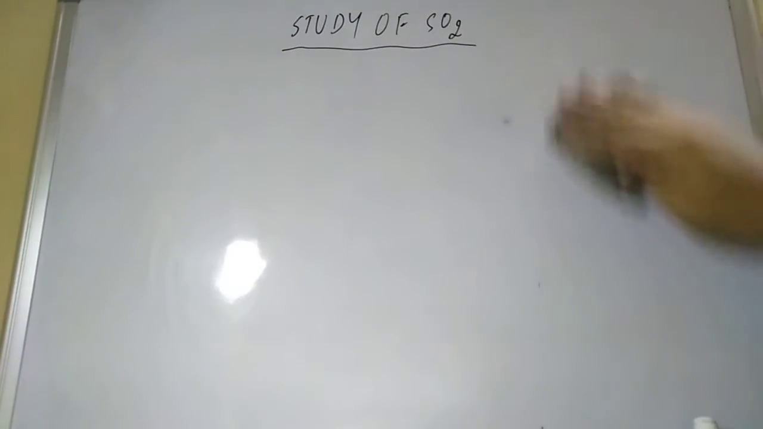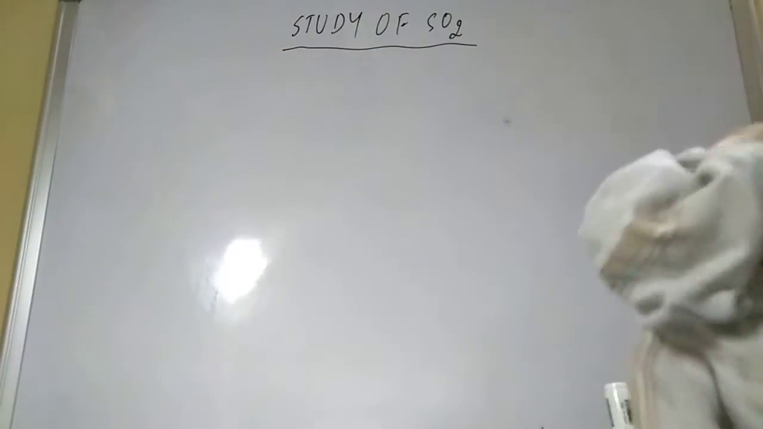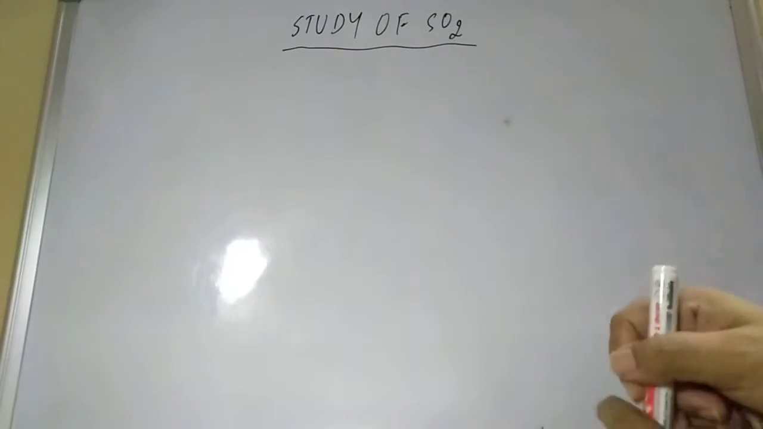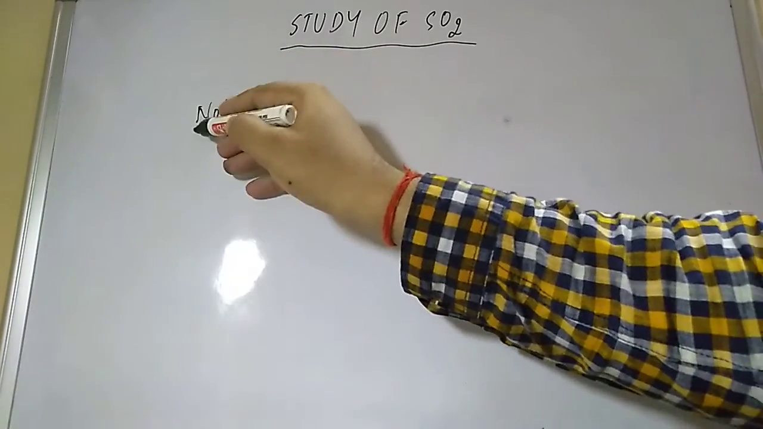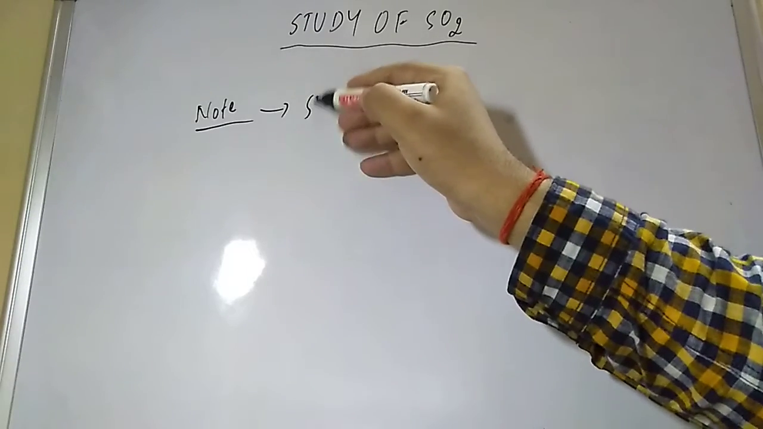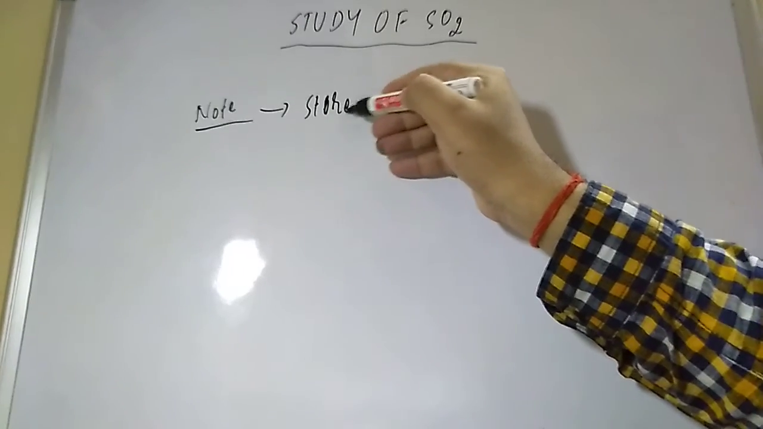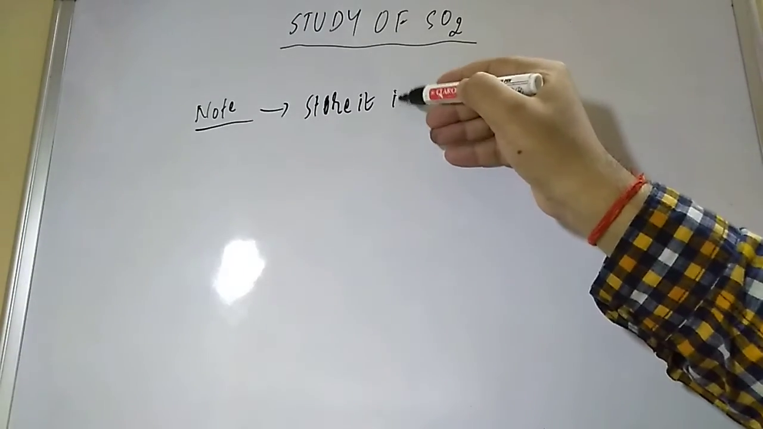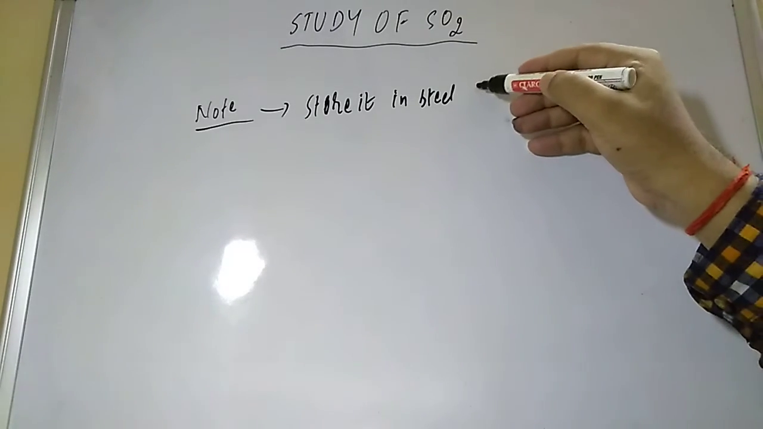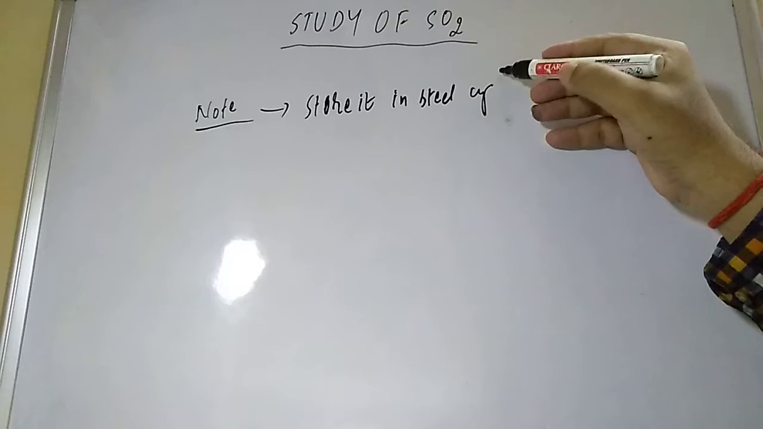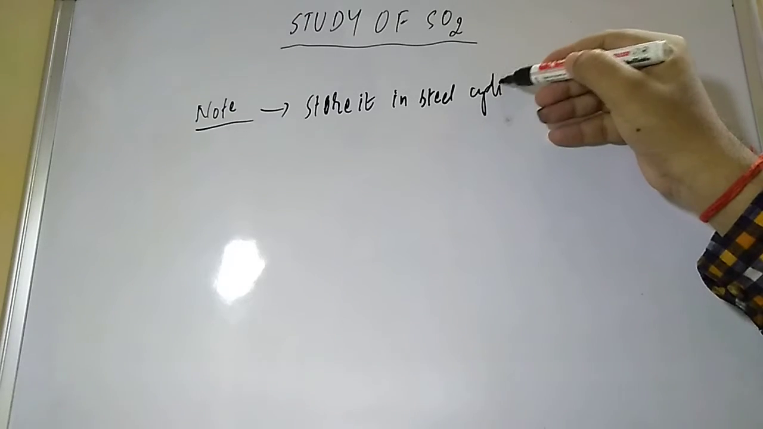Let us remove this. One important note for SO2: how to store SO2, we have to understand. If you want to store SO2, firstly we have to dry it. So note here: you have to store it in a steel cylinder.